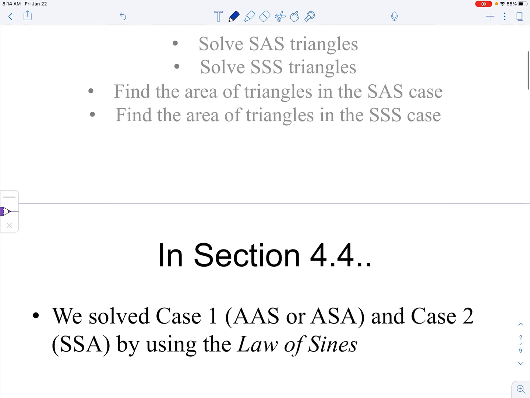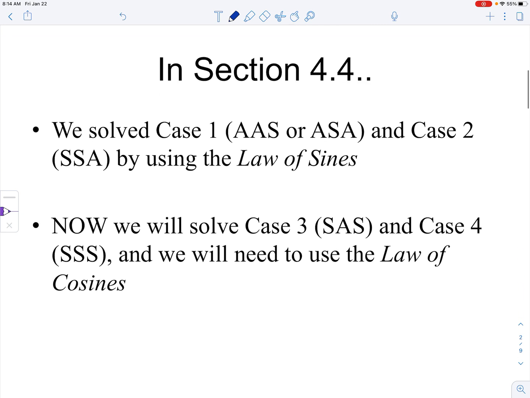Hi there, this video is on section 4.5, which is law of cosines. We are continuing with solving triangles, and we are also going to talk about area of triangles.